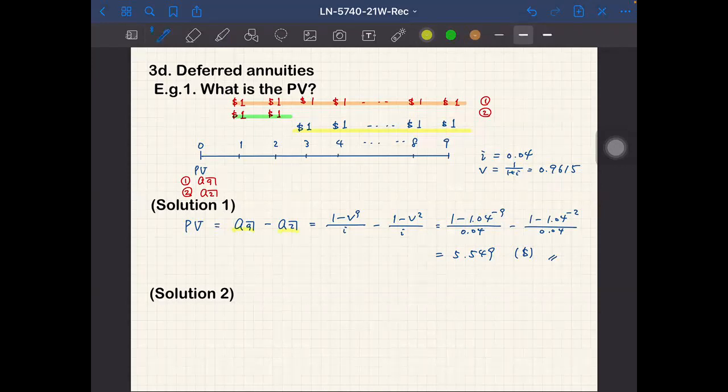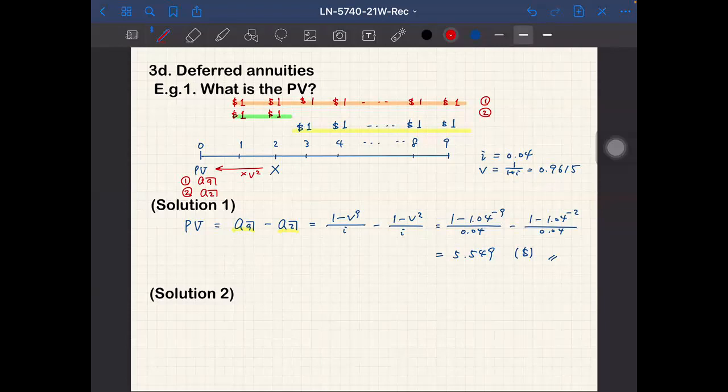And another way, maybe a little more straightforward, is that we evaluate the value at time 2. So we evaluate the value at time 2, and then we go back 2 years. To get the PV, we have to multiply by the square of v, that is, 1 plus i to the power negative 2.